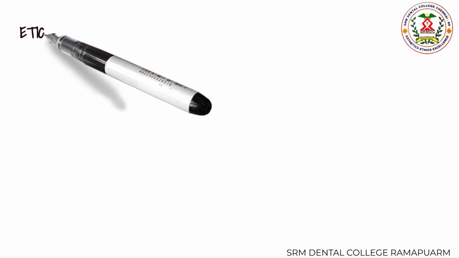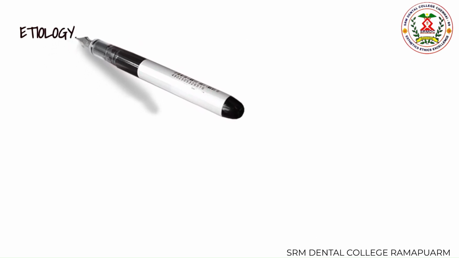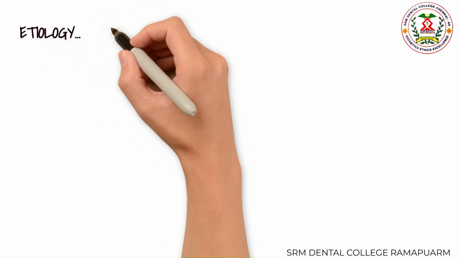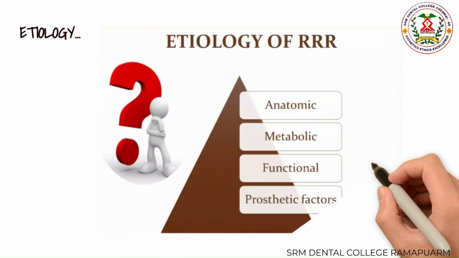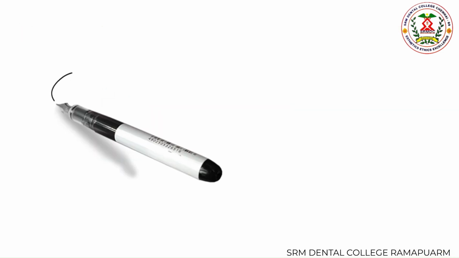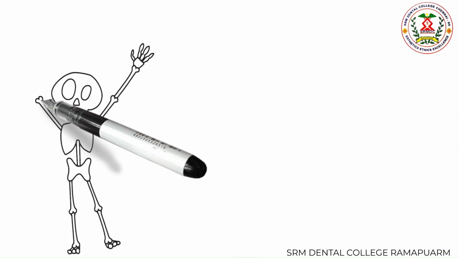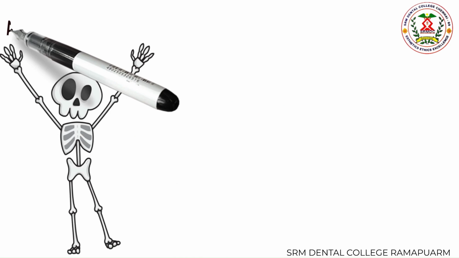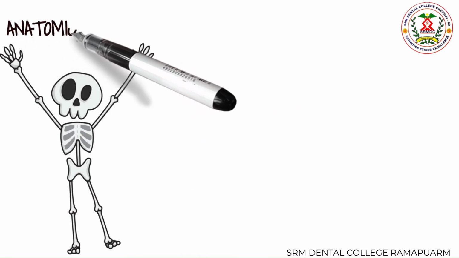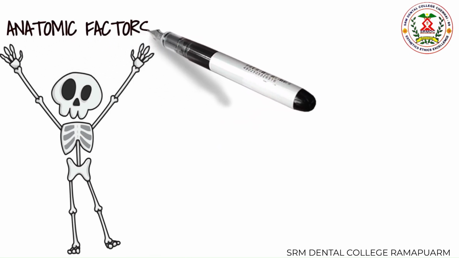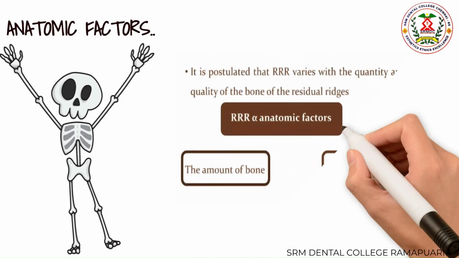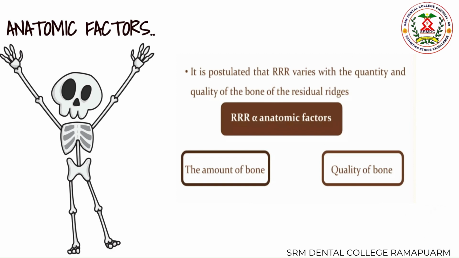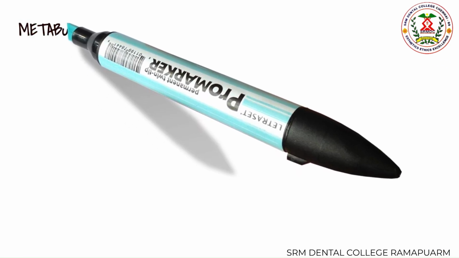periodontal disease. Coming to the etiology of residual ridge resorption, it is postulated that residual ridge resorption is a multifactorial biomechanical disease that results from a combination of anatomic, metabolic, functional and prosthetic factors, which we will discuss in detail. Coming to the anatomic factors, it's postulated that RRR varies with the quantity as well as the quality of the bone of the residual ridge. Therefore, RRR is directly proportional to the anatomic factors.